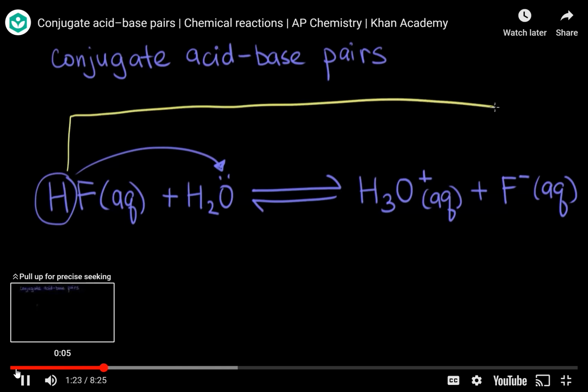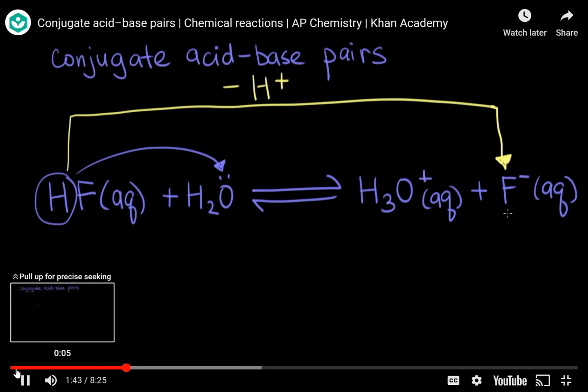And it's doing that by donating or losing. So I'll put a minus for losing a proton. So our HF loses a proton. That forms our F minus or fluoride ion. And then we can look at that same process happening in the backwards reaction.